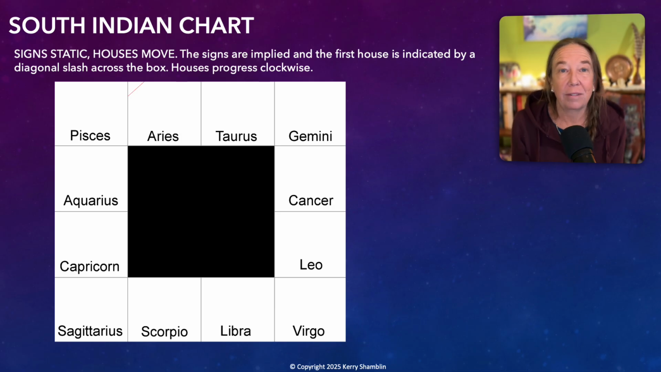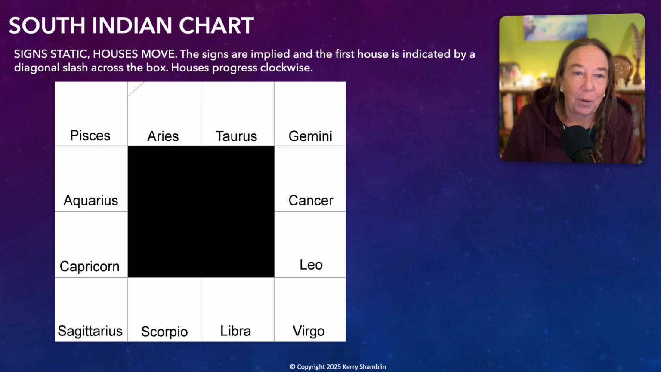So that's going to be implied in most of the South Indian charts. And now if I actually give you a reading and provide you with a chart, I write them in for you because I want people to just be able to understand it.